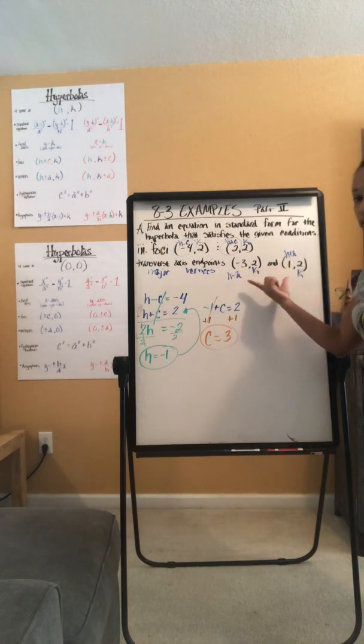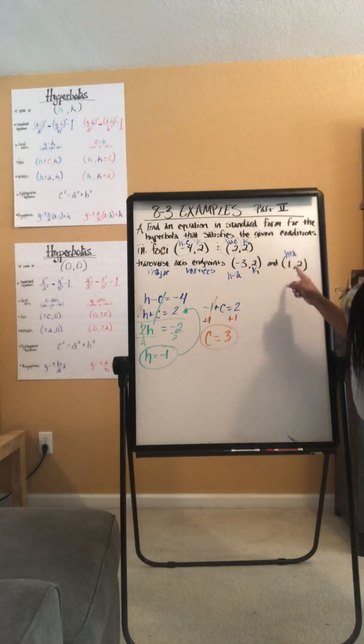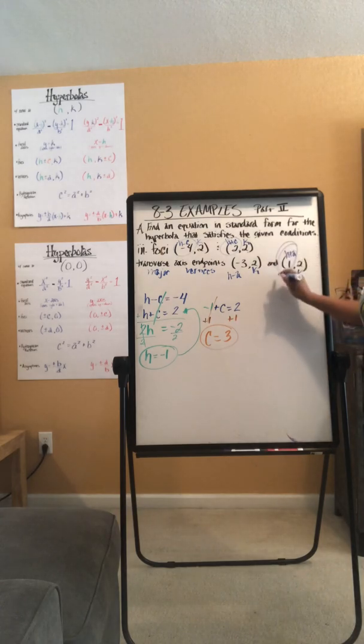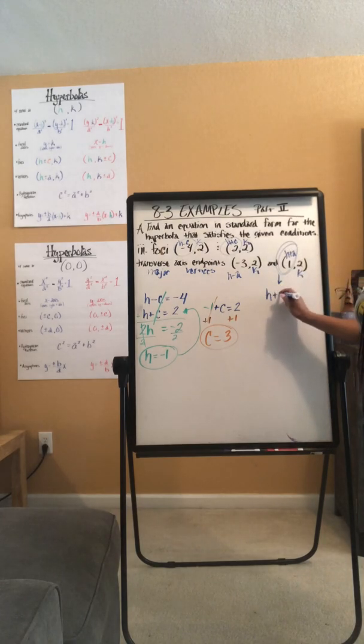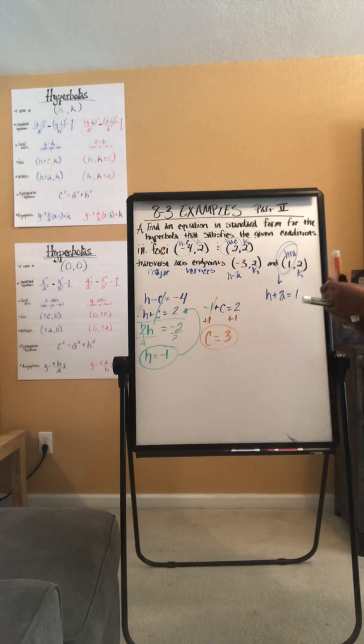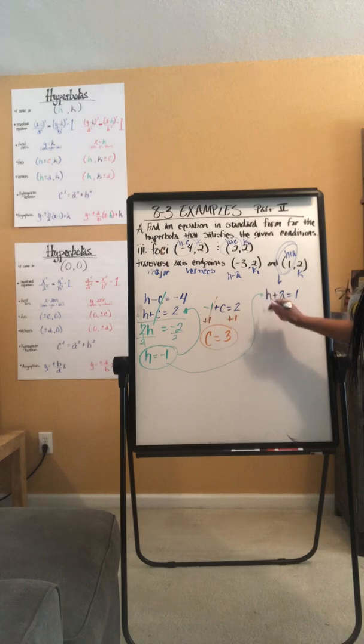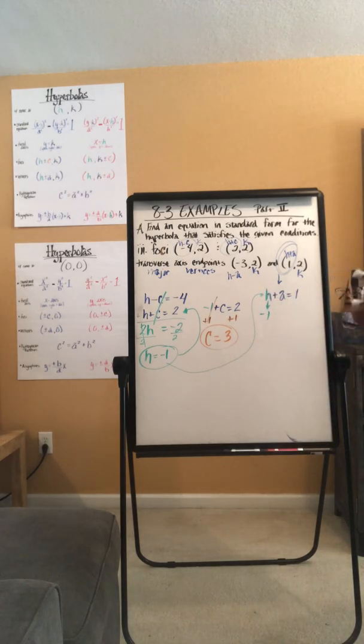I could set up elimination here, or I could just take the fact that h plus a equals 1 and use the fact that I already know what h is. Since I already know that h is -1, then -1 plus a equals 1. And I can just add 1, and a is 1 plus 1, or 2.